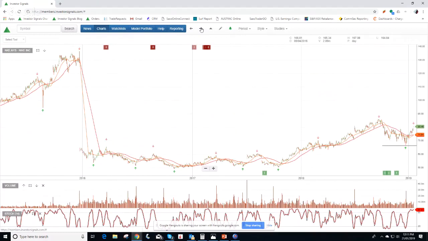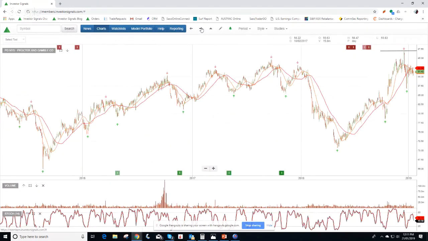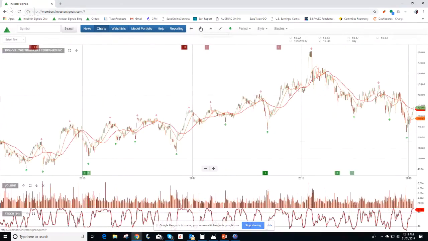Microsoft's probably the second biggest player in the cloud computing space, followed behind Amazon. So Amazon's the leader. Nike's done very well, so higher high, higher low. It's in the model portfolio there. Pfizer Group is in the model. Procter & Gamble, a little bit cautious on that at the moment.